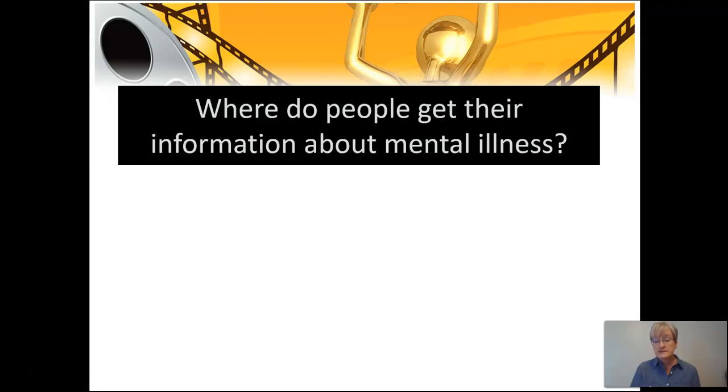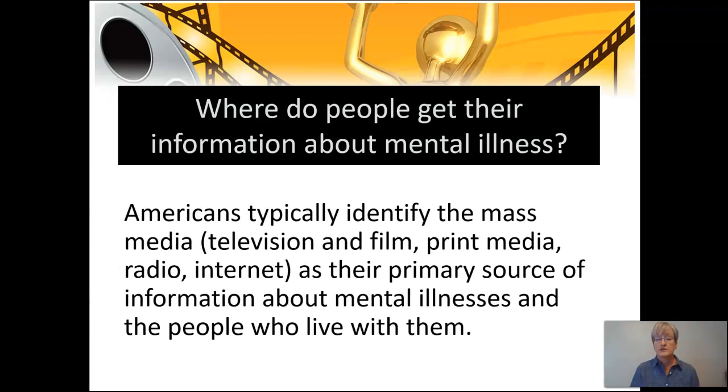People overwhelmingly say fiction television. Second to that is advertising from drug companies. So when we look at television and film as a whole, while it's typically doing a bad job of education, it is our primary source of knowledge. So as Wall indicated in your text, Americans do, and this was true in 1995 when the book was published, it continues to be true now.